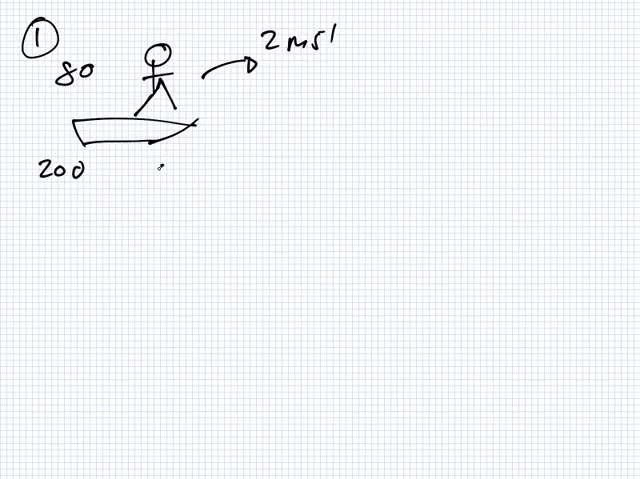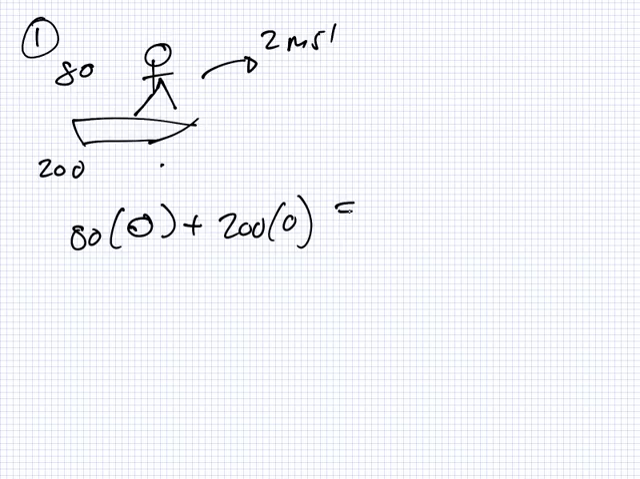So before the student steps off, the mass of the student is 80 and their velocity is 0. He's moving with the boat, so he's on the boat. That's the before collision, and then afterwards he steps off with 2, and the boat moves away. So he's 0, and the boat is 0. And then when he steps off, that's the collision.